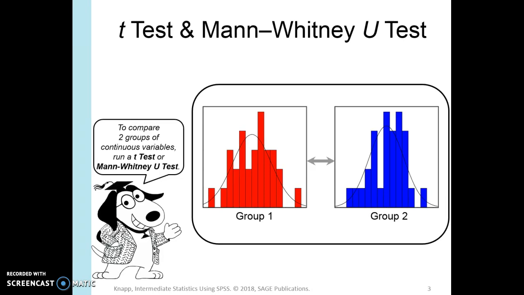Let's first start talking about the T-test, the Mann-Whitney. What do we use it for? Well, it's to compare 2 groups of continuous variables. And you can see the 2 on the screen there that are represented by the histograms and the graphs.